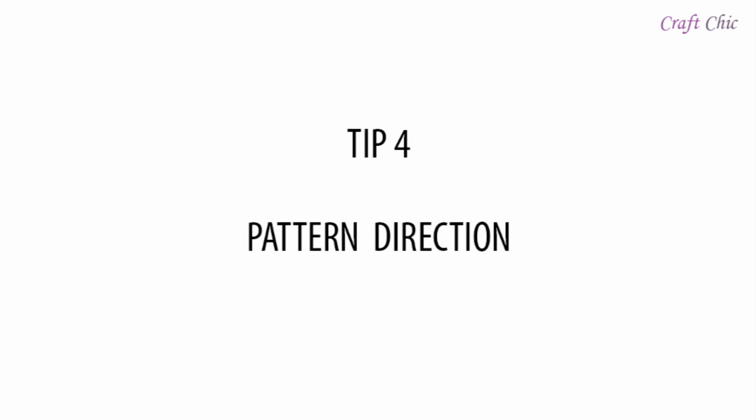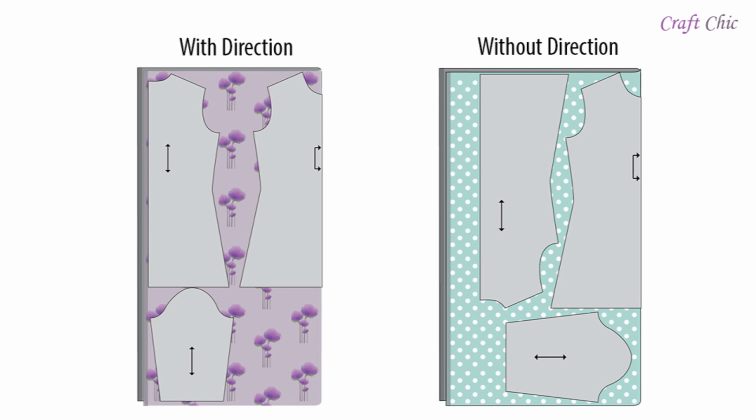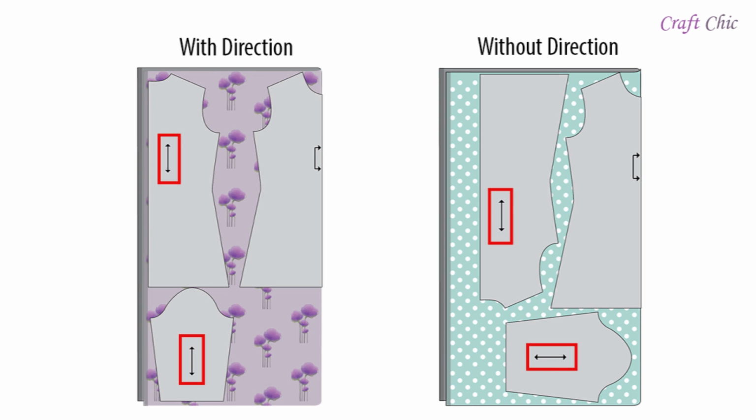Tip number 4, pattern direction. It is very important that you follow the pattern markings to place your patterns in the right direction. Most of the pattern pieces will go with the grain, so this arrow needs to follow the grain line of the fabric. As I've mentioned before, the selvage runs parallel to the lengthwise grain, and then the opposite grain is called the cross grain. So you can then place your patterns in both directions as long as your fabric doesn't have a nap or a definite printed pattern.